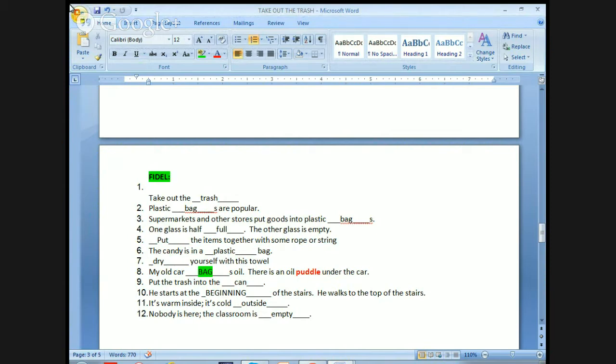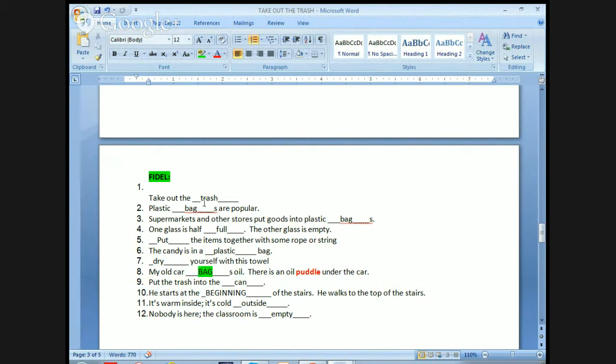So for your number 10, Fidel, you pulled from something you knew in your past that was at the initial part, something that was at the beginning. And most definitely, when you are walking up the stairs, it is the beginning. All right.